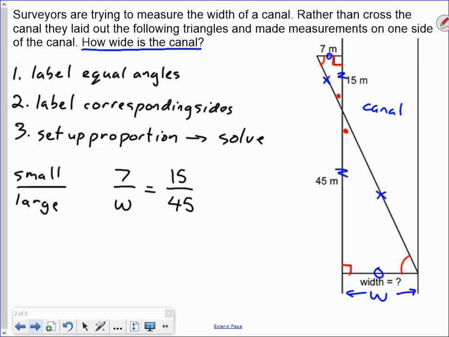All right, now we just have to solve our proportion here. So we are going to cross multiply. 7 times 45 is going to give us 315, which is going to be equal to 15W. And then, of course, we just have to divide both sides by 15 to figure out what W is. Looks like W is going to be 21.